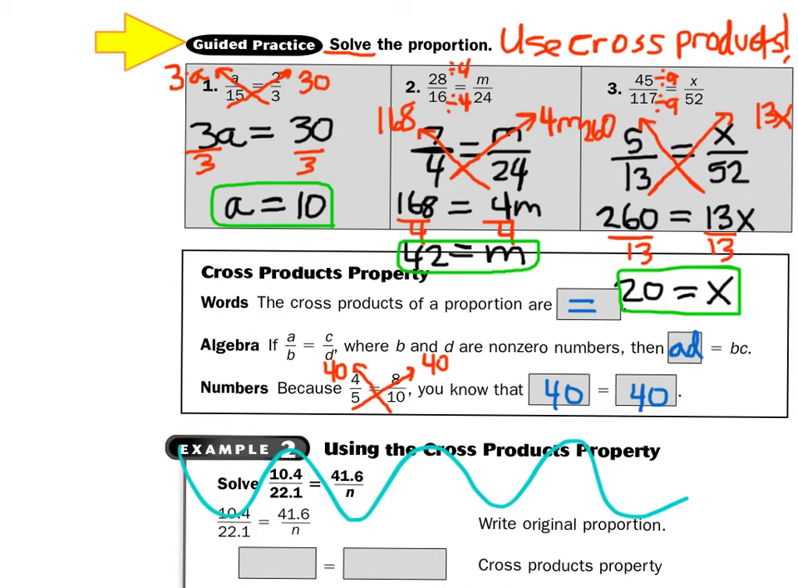So X equals 20. Now in words, the cross product property says the cross products of a proportion are equal. Put that in. And then in algebra, if A over B equals C over D, where B and D are non-zero numbers, remember you can never have 0 in the denominator, then AD equals BC. And in numbers, we know that 4 over 5 equals 8 over 10 because if you check the cross products, they're both 40.